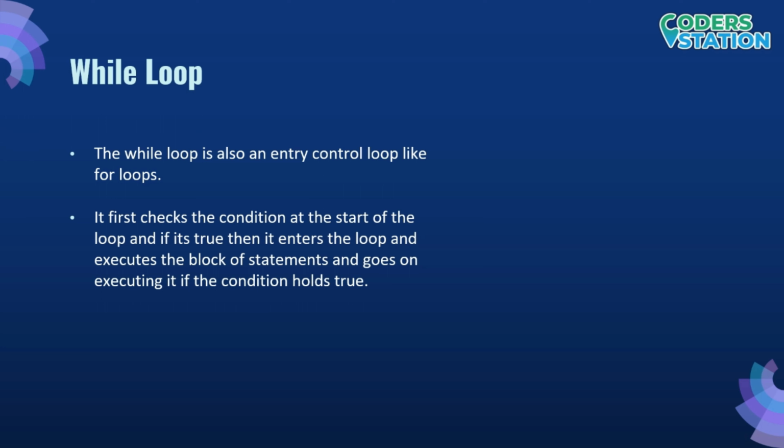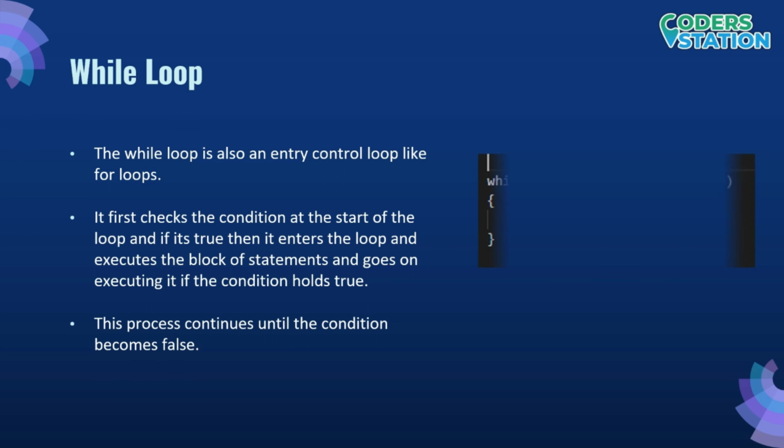For example, you might use a while loop to read data from a file until you reach the end of the file. So you don't know the number of lines in a file. So this process continues until the condition becomes false. So the syntax: while and the condition. If the condition is true, the code keeps on executing until the condition becomes false. Here there is no increment or decrement to stop the loop.